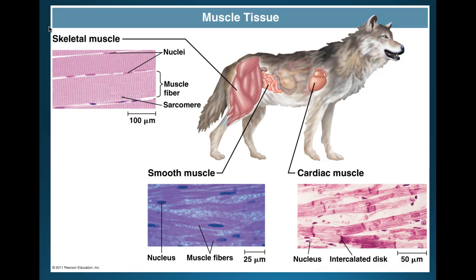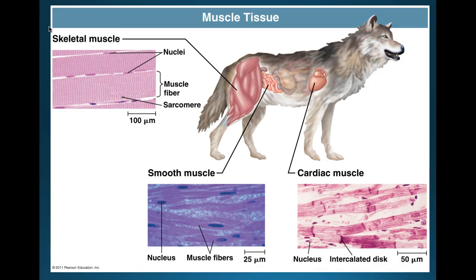This diagram of the wolf shows muscle tissue, and that again, it can show up in different places. So there are three types of muscle tissue: skeletal, smooth, and cardiac. Cardiac, you can see, is located in the walls of the heart, and it's primarily made of two proteins in particular, actin and myosin, which allow the heart to contract.